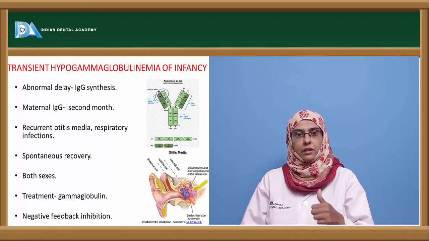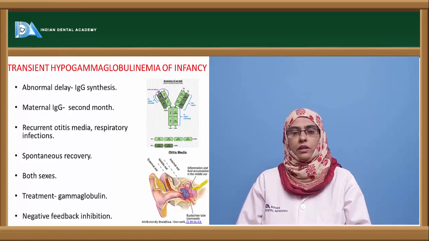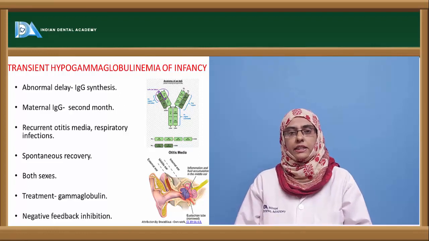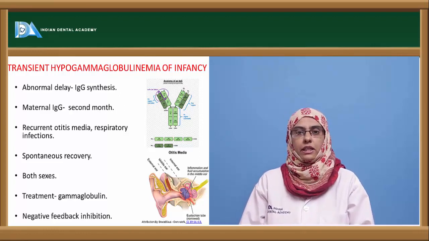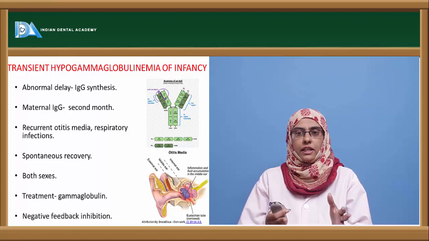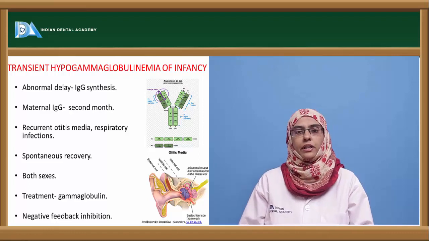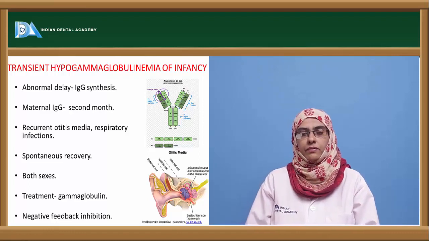So by 18 months the baby is able to mount its own immune response, the humoral immune response, and there is a synthesis of immunoglobulin molecules in the infant. So that is usually a temporary type of defect that can be seen in infants. So there is a spontaneous recovery in this particular type of disease.